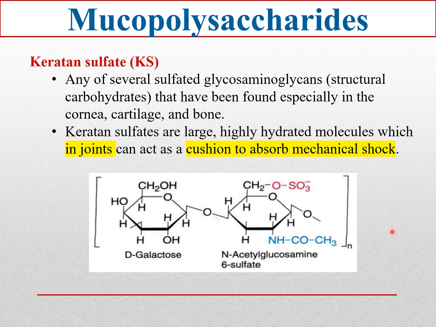And one more, keratan sulfate. This keratan sulfate is a highly hydrated molecule, which in joints can act as a cushion to absorb mechanical shock. And this is how it looks like. The n can be a big number, but since it's keratan sulfate, it therefore has a sulfur in it. So each one of the mucopolysaccharides is found in nature and has also been applied for healthcare as well.